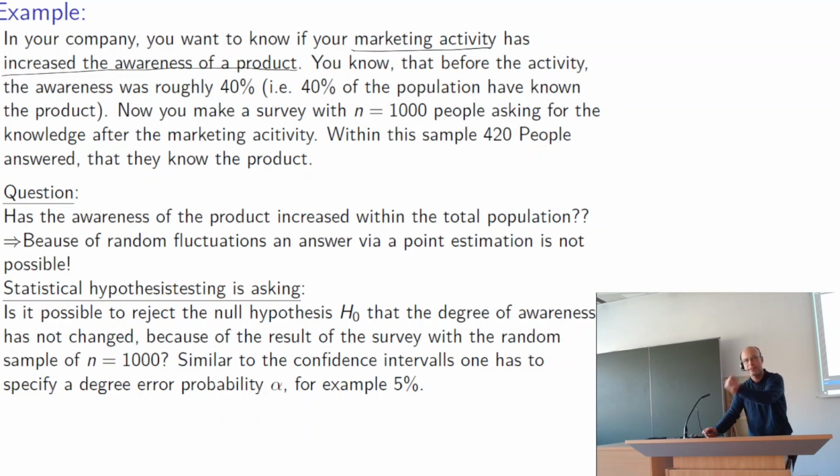Before I started my marketing activity, we assume that we asked 1,000 people, do you know our product? And maybe we saw from this pre-experiment data set that roughly 40% of the people know our product. Now we have made our marketing activity, and again we ask randomly chosen 1,000 people, do you know our product? And within this new sample, now 420 people answer, well, I know your product.